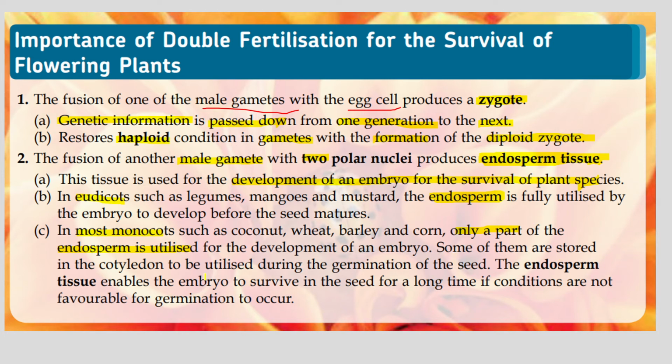Some of it is stored in the cotyledon to be utilized during germination of the seed. The endosperm tissues will enable the embryo to survive in the seed for a long time. If the conditions are not favorable for germination, the embryo will not die but will still survive, by depending on the nutrients from these endosperm tissues. So these are the importance of double fertilization for the survival of flowering plants.